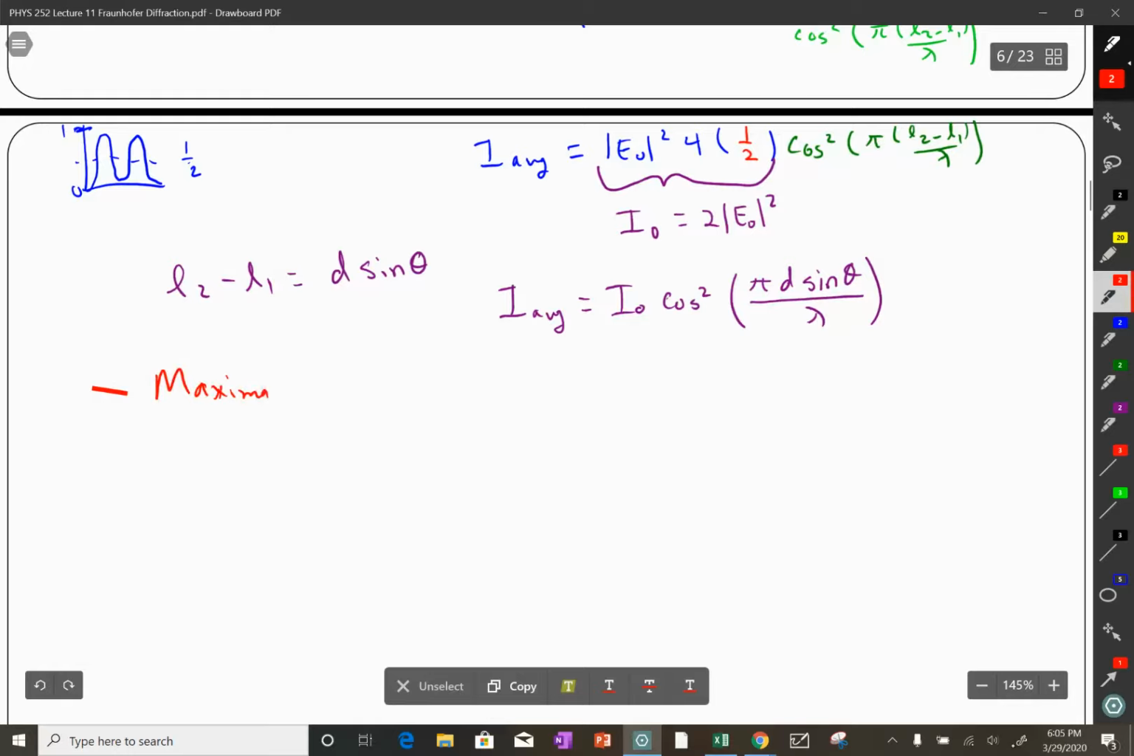Maxima. The maximum of cosine occurs at angles... well, cosine squared is a maximum of 1 when pi d sine theta over lambda is an integer multiple of pi. m equals 0, plus or minus 1, etc.